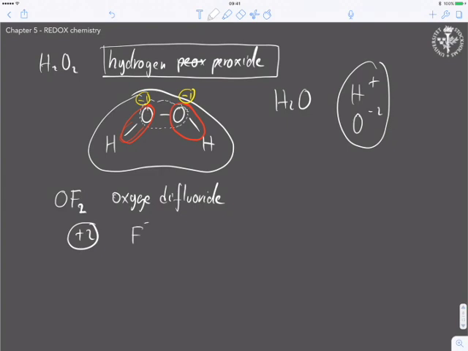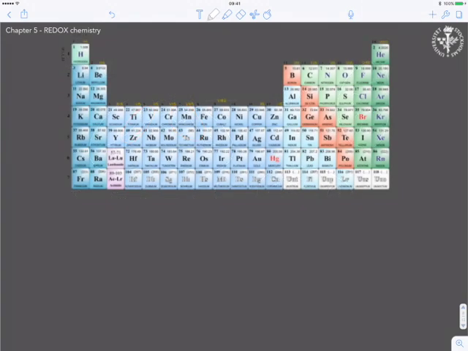Fluorine will be -1 here and -1 here. So again, in OF2, oxygen is +2 and the fluorine is -1. So another very rare exception of oxygen. This is to illustrate that you should always look at which element is the most electronegative in the molecule, and this element will grab the electron. Now let's have a look at the transition metals.